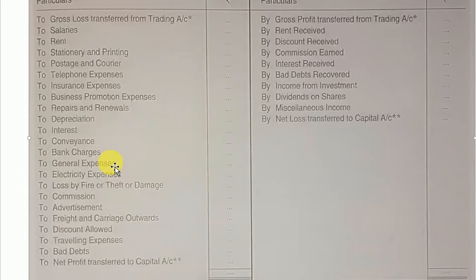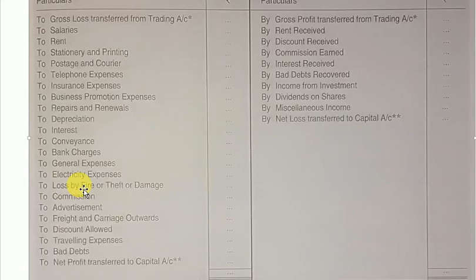General expenses, if there are any, are also recorded on the debit side of profit and loss account. Electricity expenses, if there are any electricity expenses concerned with administrative expenses or selling and distribution expenses. If the electricity expenses are fuel and power related to the factory, that particular expense will be recorded in the trading account. But here only electricity expenses are given, that means it is concerned with selling or distribution expenses or administrative or office expenses. That's why it is recorded in your profit and loss account.